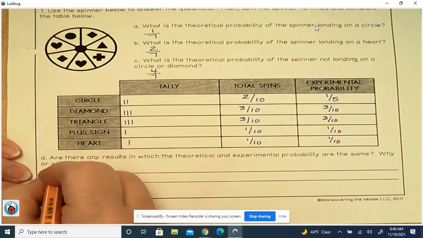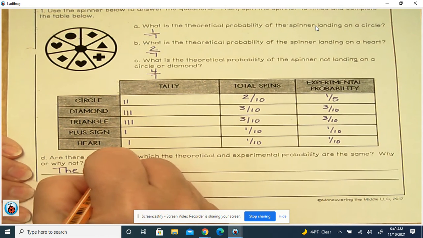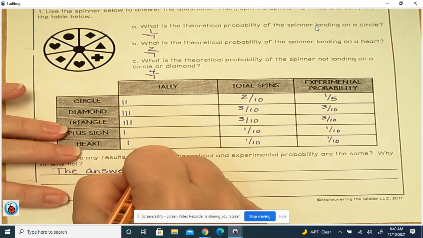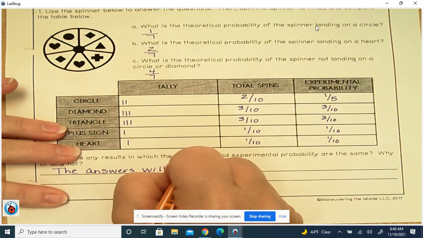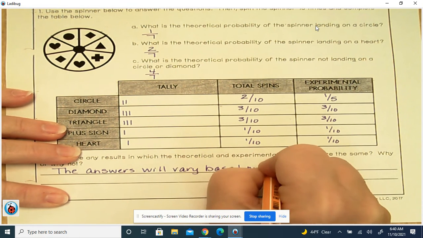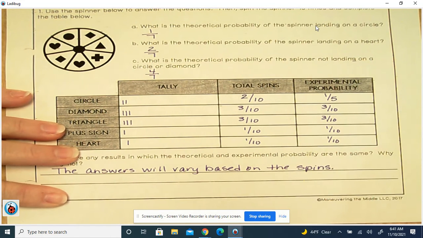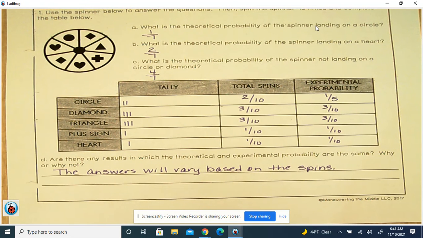The answers are going to vary based on the spins. If it ever matches, just note that the theoretical and experimental probabilities matched.